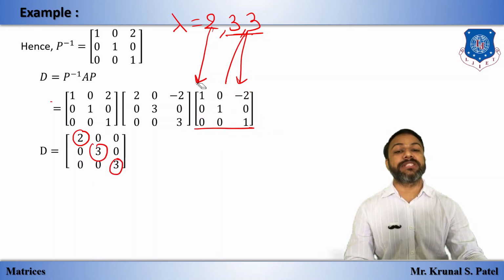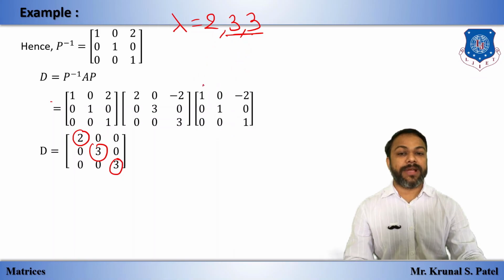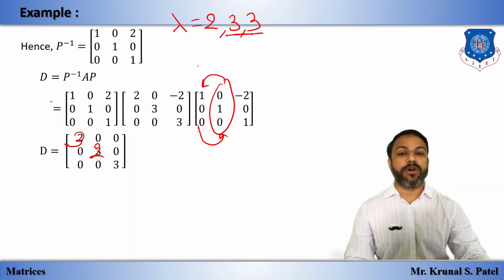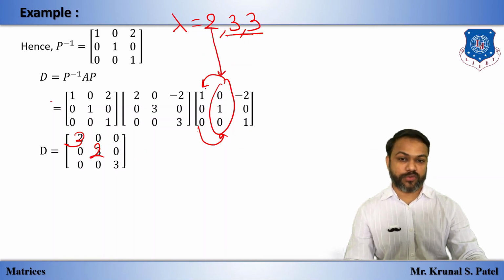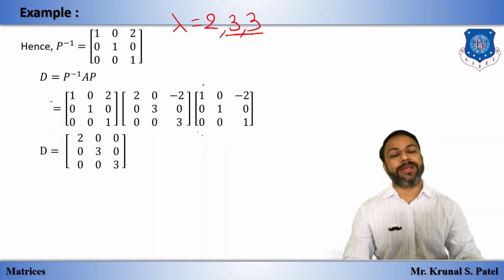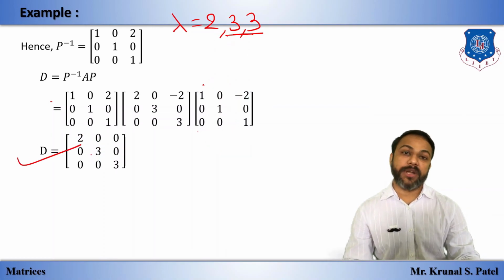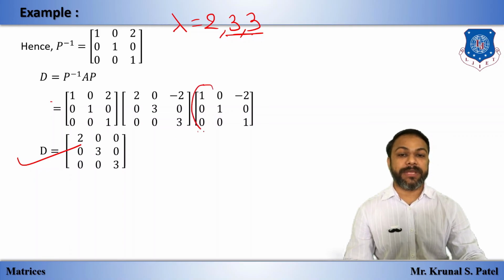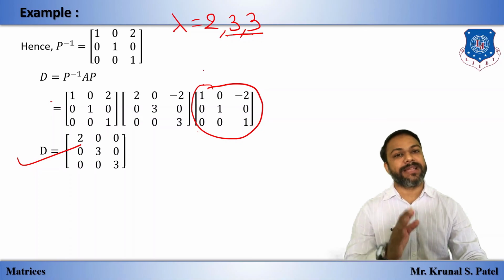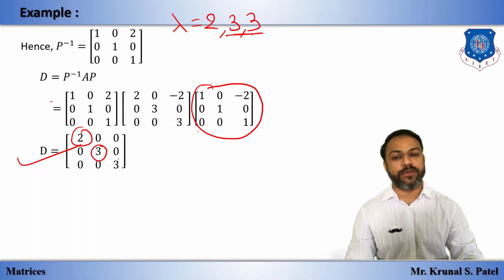But if I change the order of the eigenvectors, if I write this vector to here and this vector to here, then our D will also change and D will be 3, 2, 3, because the 2 has moved, and this is 3 and this is 3. So you have to write according to that. Without multiplication you can write D directly, but you have to keep in mind in which order P is formed from the eigenvectors. In that order only you have to write the eigenvalues.